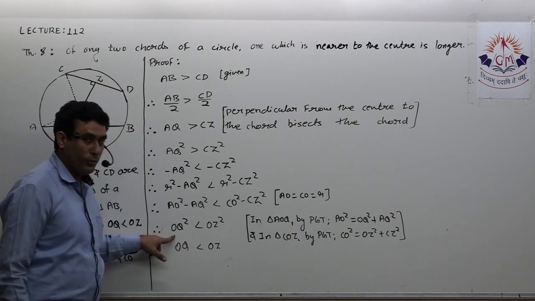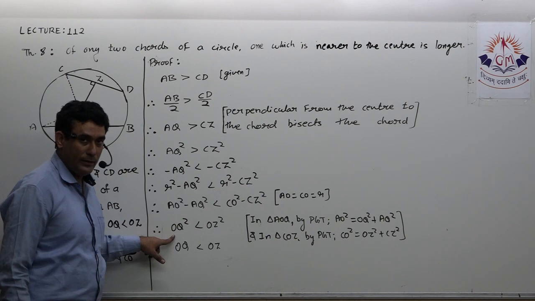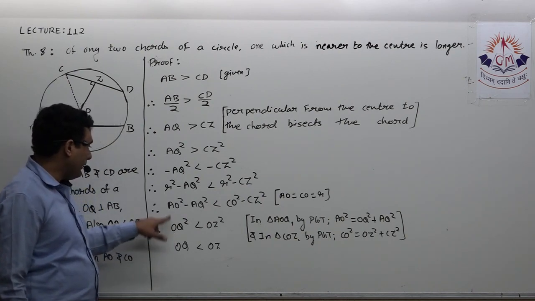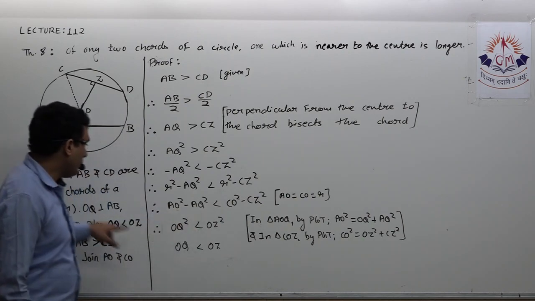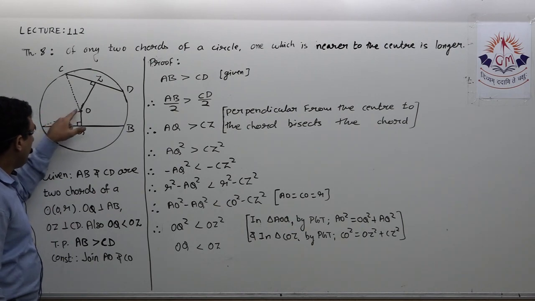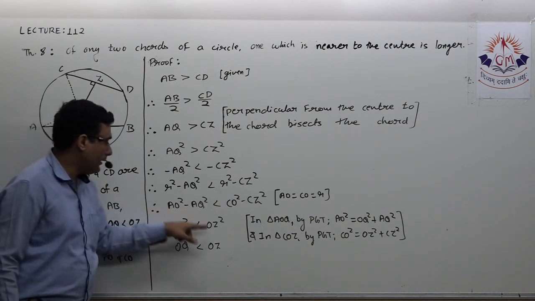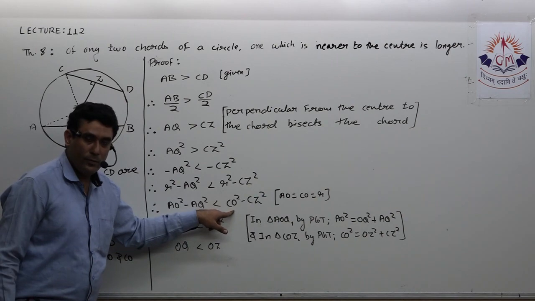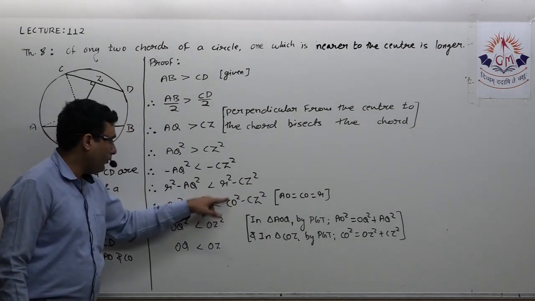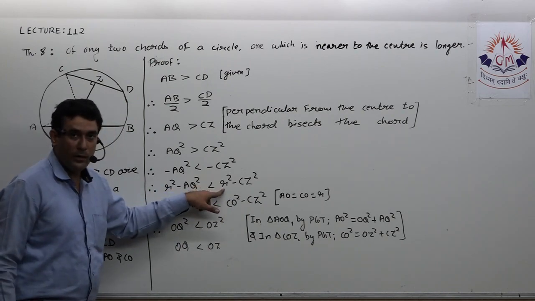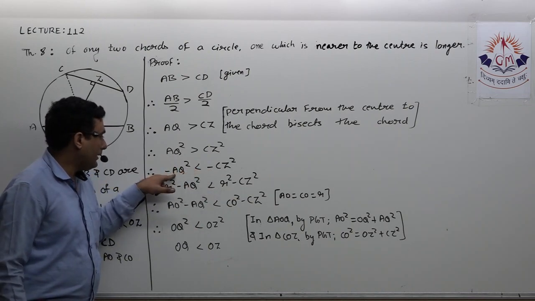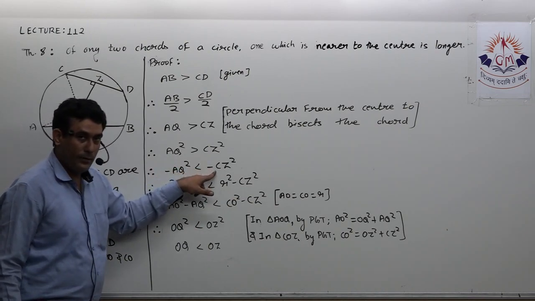Definitely I can write OQ square is less than OZ square, isn't it? Squaring both sides. Now OQ square can be written as AO square minus AQ square, with the help of Pythagoras theorem. Similarly, OZ square is equal to CO square minus CZ square. Now, in place of AO and CO, I can write R square. Now, cancelling this R square, I will get minus AQ square is less than minus CZ square.